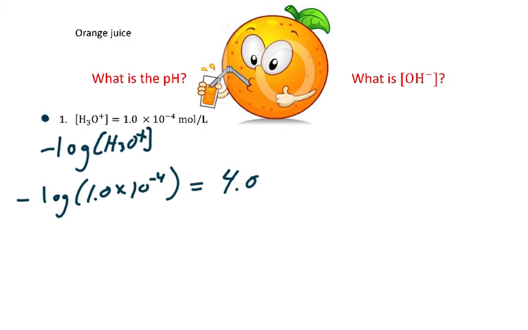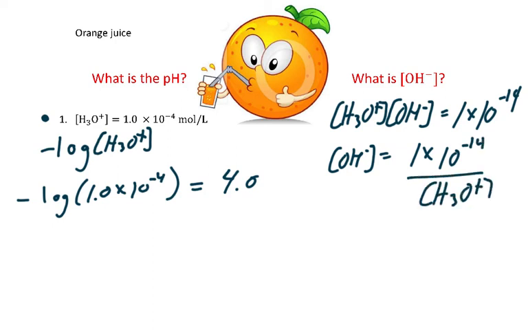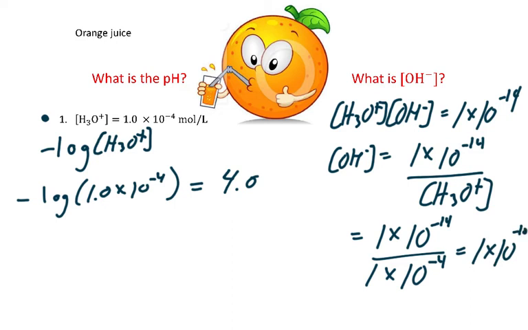What is the OH- concentration? Remember this equation as well. OH- is 10 to the negative 14 over H3O+. So in this case, 1 times 10 to the negative 14 over 1 times 10 to the negative 4, and that will give us 1 times 10 to the negative 10.